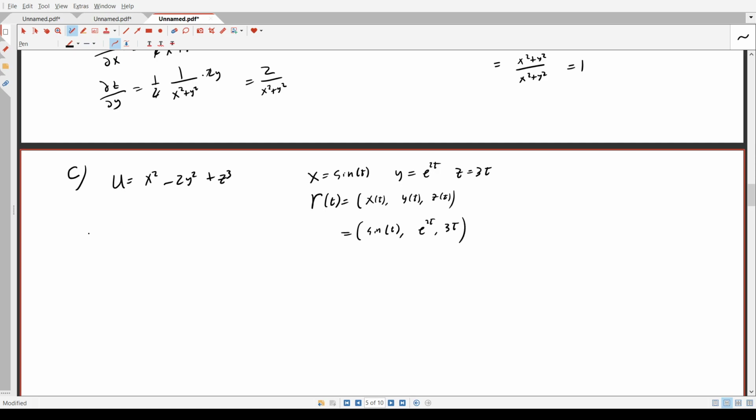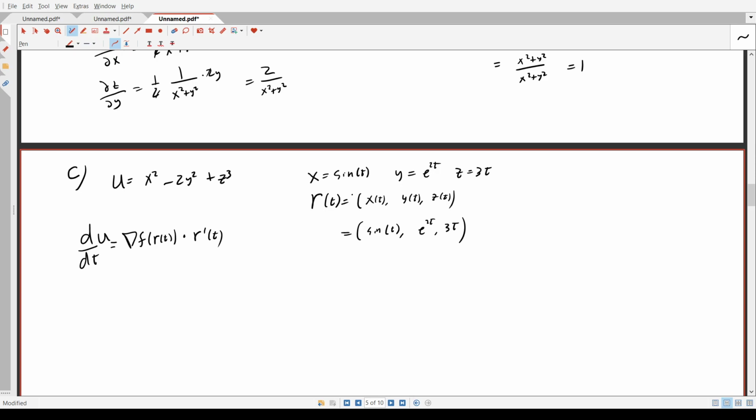So we want the derivative of this with respect to t. Okay, so u is technically a function of t because x is a function of t, y is a function of t, and z is a function of t. So I could technically plug each of these in and then do the derivative with respect to t, but that'd be a lot of extra work because I can use the chain rule, and this becomes gradient of f at r of t dot r prime of t.